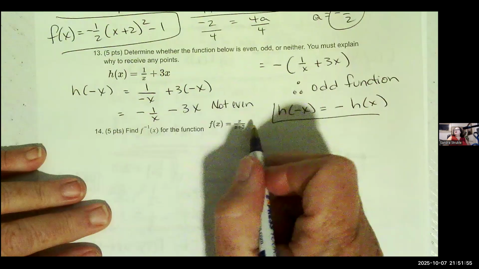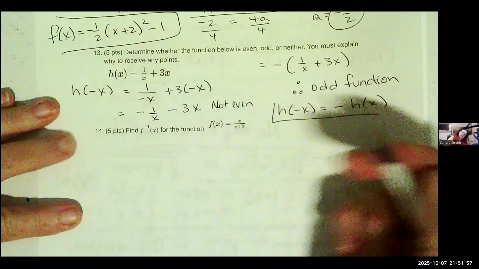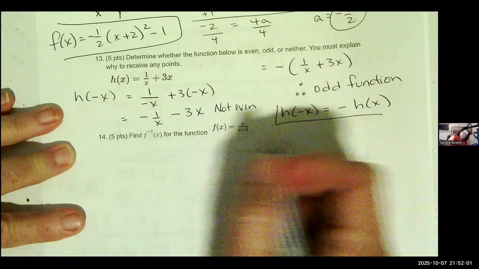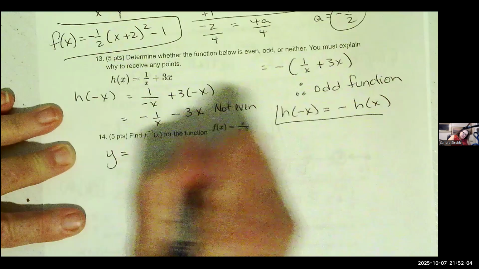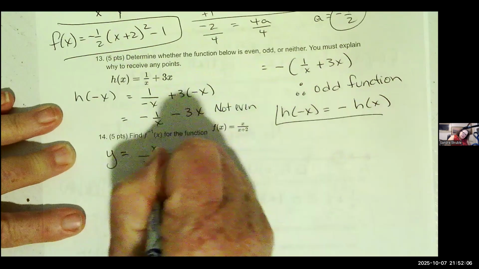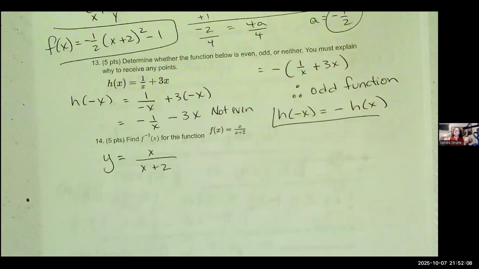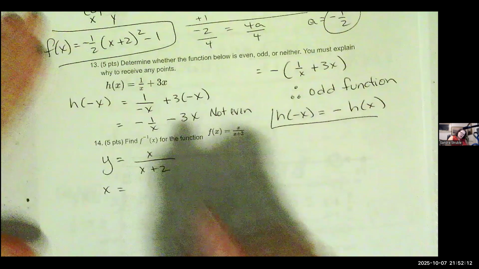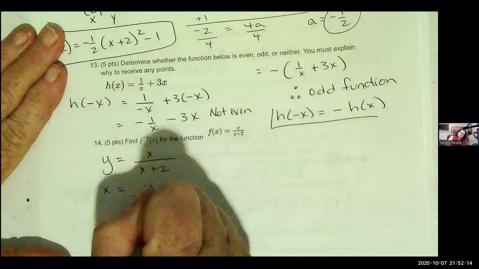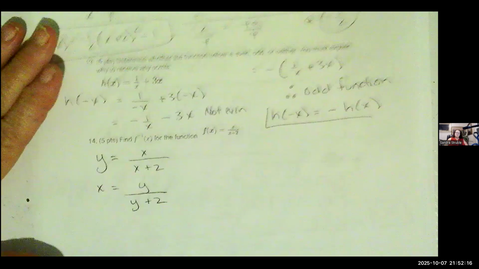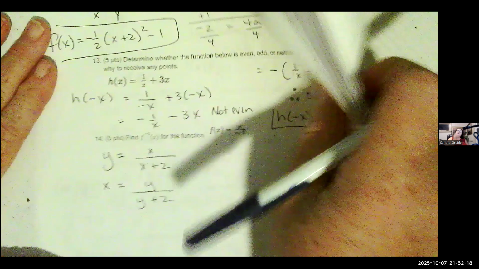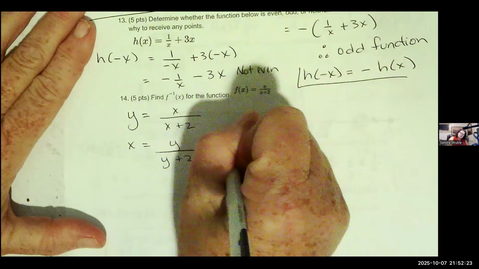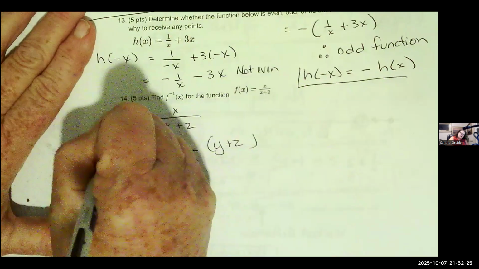F of x is x over x plus 2. All right. So first thing we have to do is substitute y for f of x. Y equals x over x plus 2. Now we switch places. Where there's a y, we're going to put an x, and everywhere there's an x, I'm going to put a y. All right. To get the y out of the denominator, we're going to have to multiply both sides by y plus 2, just to get it out of there.